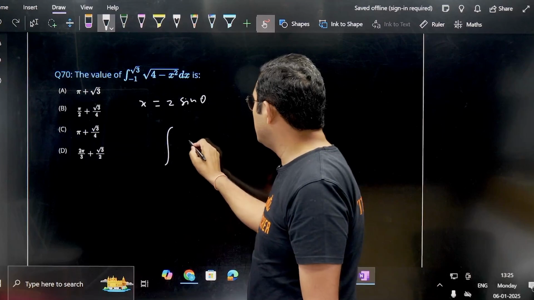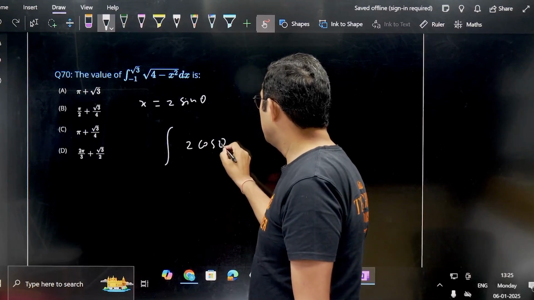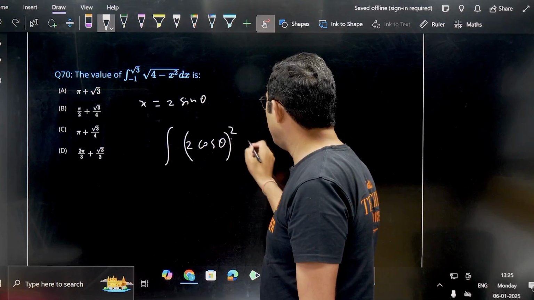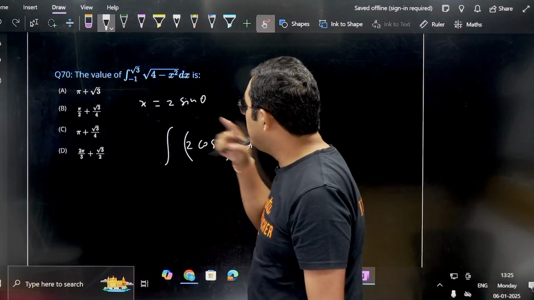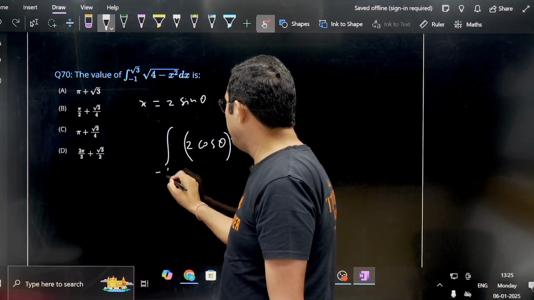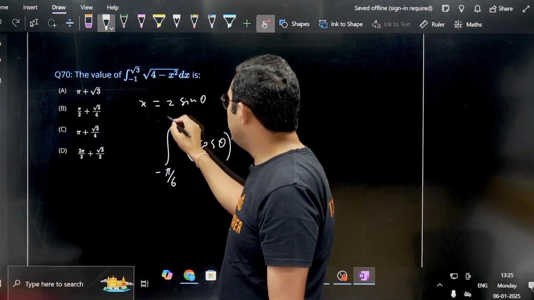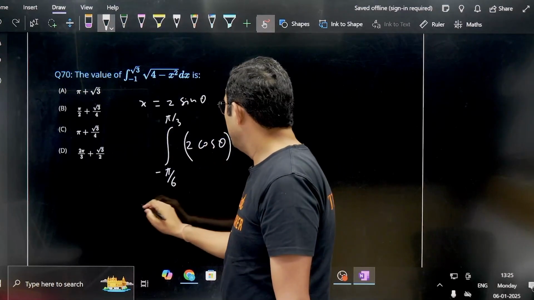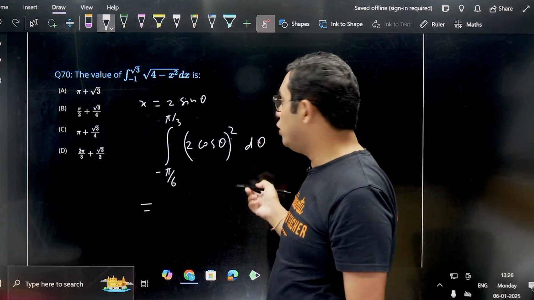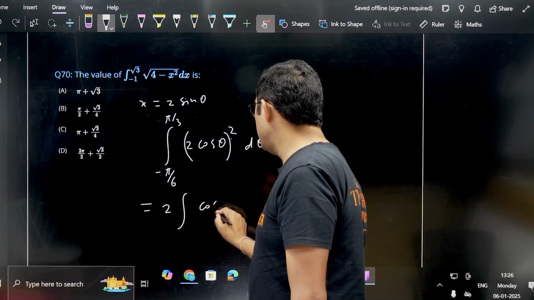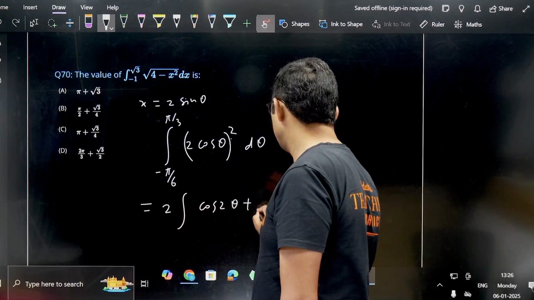the expression will become, I think, 2 cos theta, and for dx also it is 2 cos theta. So 2 cos theta square into d theta. When you put x is equal to minus 1, it will be minus pi by 6, I think. Yeah. And for root 3, it will be pi by 3. So we need to do the integration of 4 cos square theta, which I can write as 2 outside, cos 2 theta plus 1 d theta.